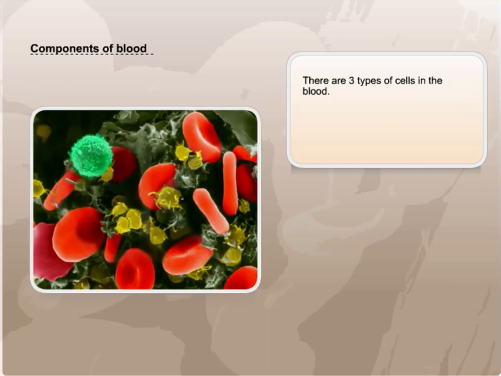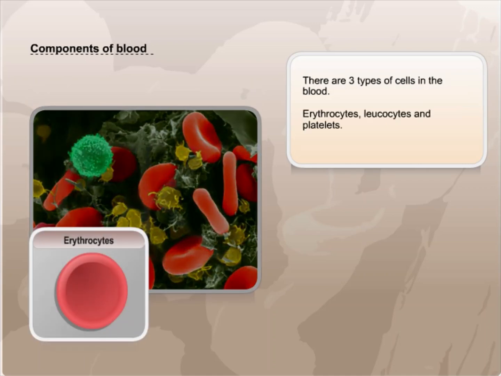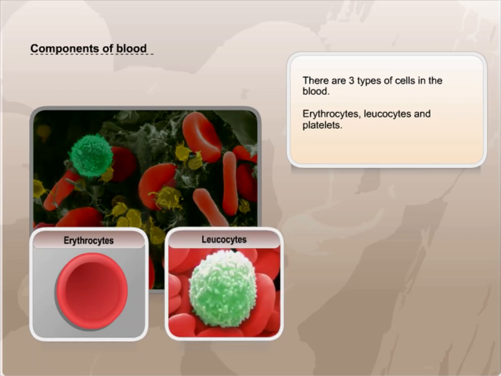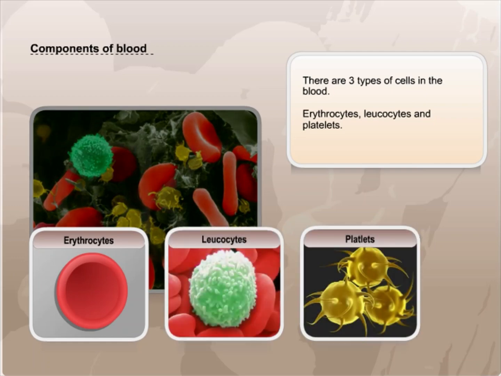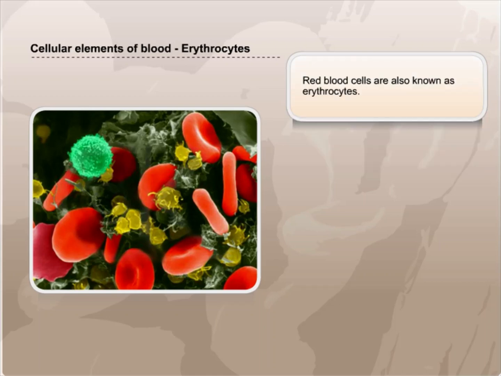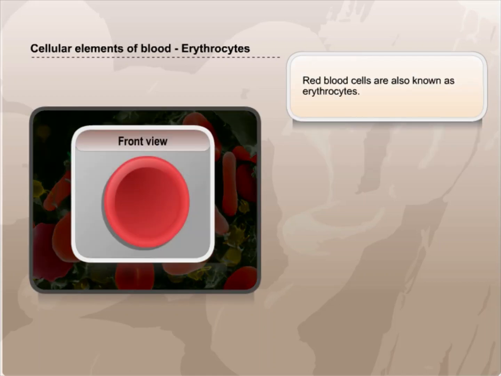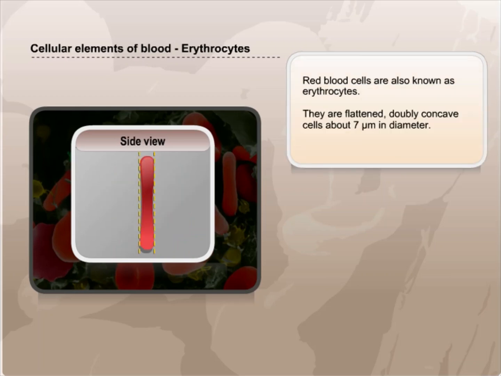There are 3 types of cells in the blood: erythrocytes, leukocytes, and platelets. Red blood cells are also known as erythrocytes. The body contains more erythrocytes than any other type of cells. They are flattened, doubly concave cells about 7 micrometers in diameter.